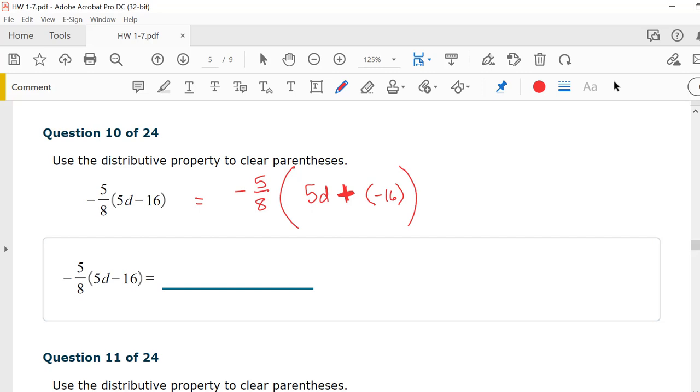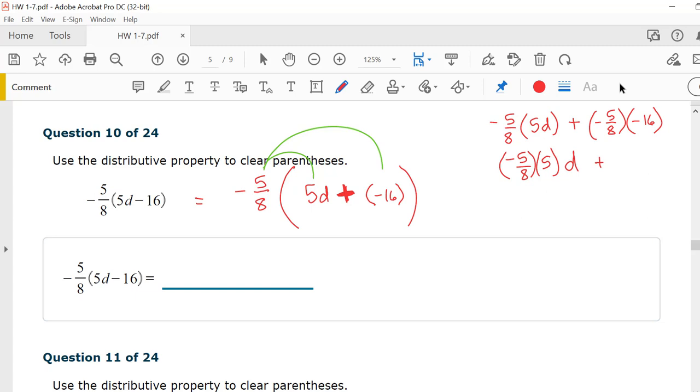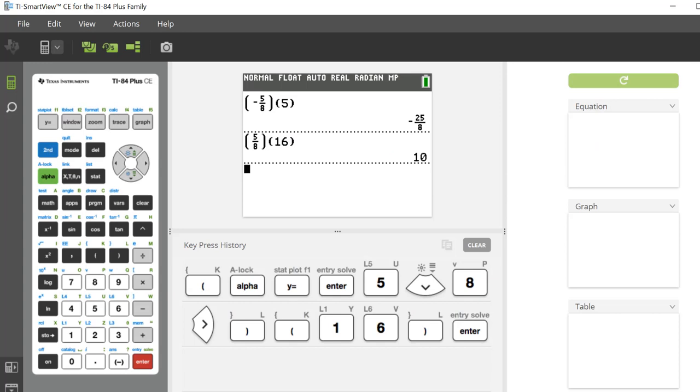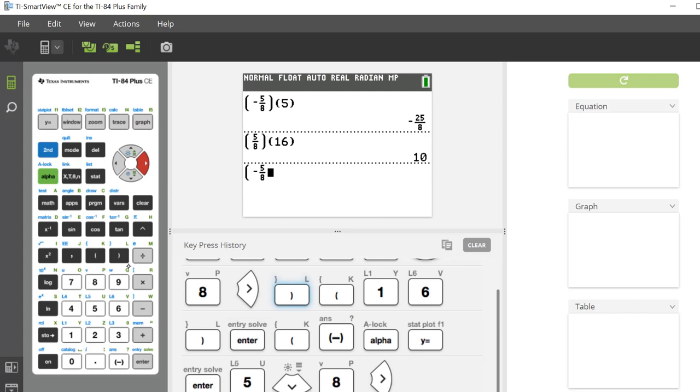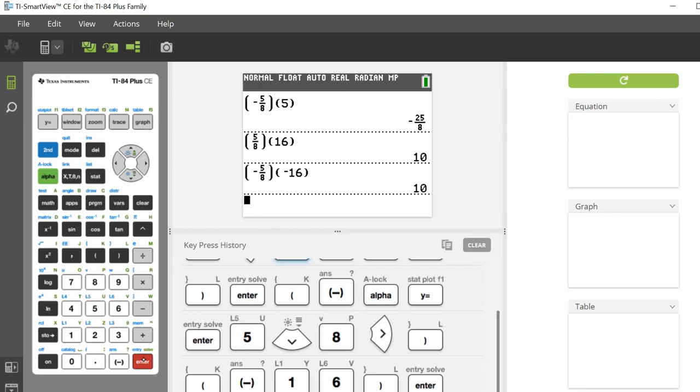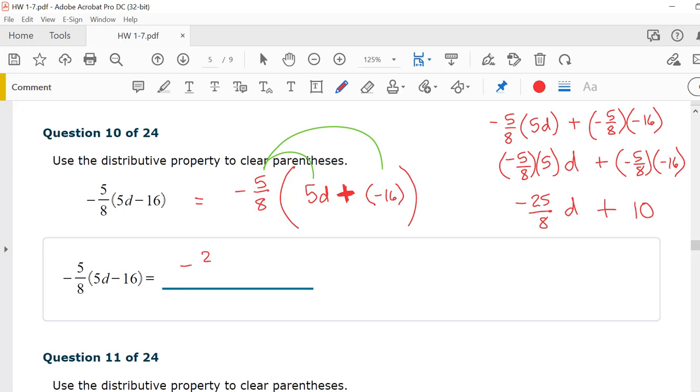Using the distributive property, I'm going to write that as negative 5/8 times 5D plus negative 5/8 times negative 16. Then on my calculator, I can go do the negative 5/8 times 5. And then I have D plus negative 5/8 times negative 16. And on the calculator, we saw that that was negative 25/8 D plus, okay, negative 5/8 times negative 16 is 10. Negative 25/8 D plus 10.